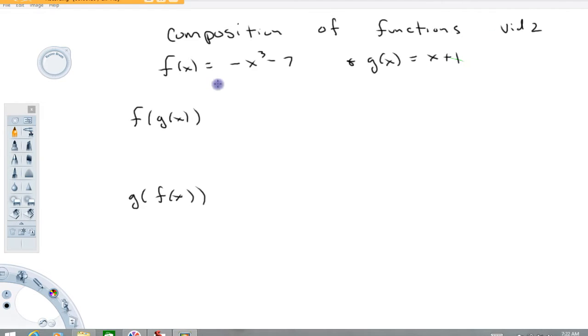So what we're going to do is, given these two functions, f of x equals minus x cubed minus 7 and g of x equals x plus 1, we're going to take a look at what f of g of x is and what g of f of x is.